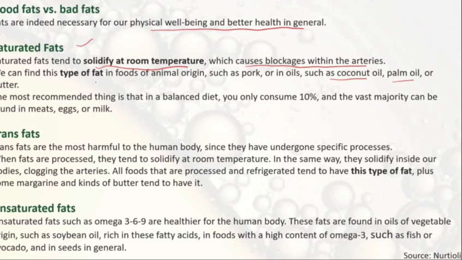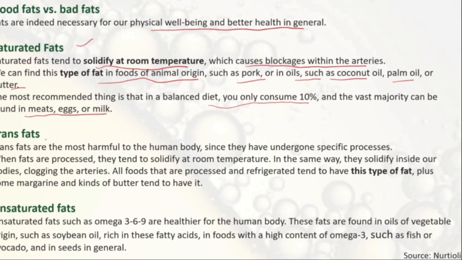We can find this type of fat in foods of animal origin like pork, or in oils such as, as I mentioned, coconut oil, palm oil or butter. The most recommended thing is that in a balanced diet you can consume 10%, and the vast majority can be found in meats, eggs or milk.